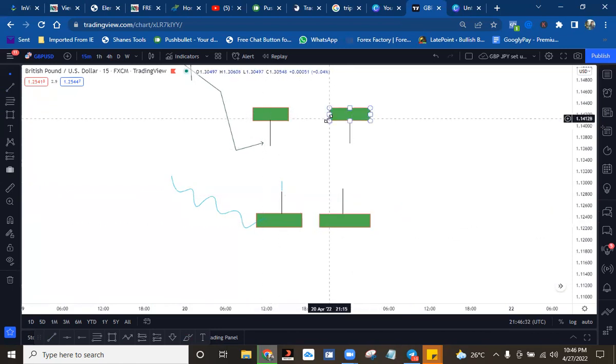For your hammers, the normal hammer is effective at the end of a downtrend for a bullish signal, and the other hammer, which is called the hanging man, is effective at the end of an uptrend, proving a bearish signal.